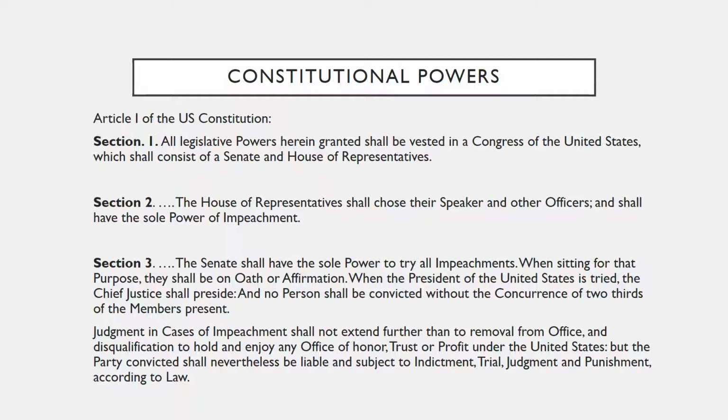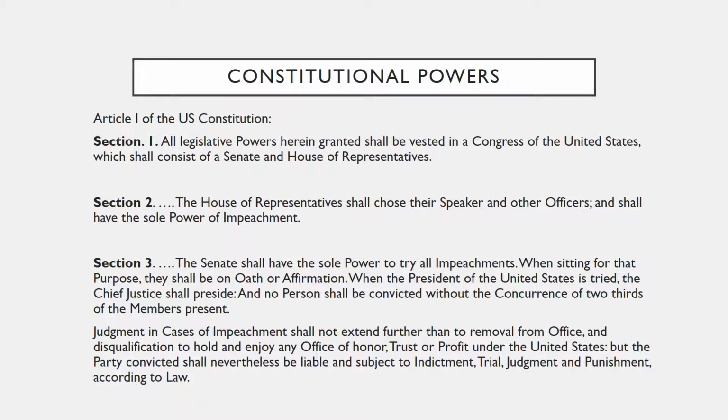So let's look at the language of the Constitution itself. All legislative powers are vested in the Congress. One of the key powers that we're going to be discussing regarding Congress's influence in foreign policy is the laws that it can make, the amendments that it can tack onto laws regarding foreign policy. This is one of the key ways that Congress gains influence.